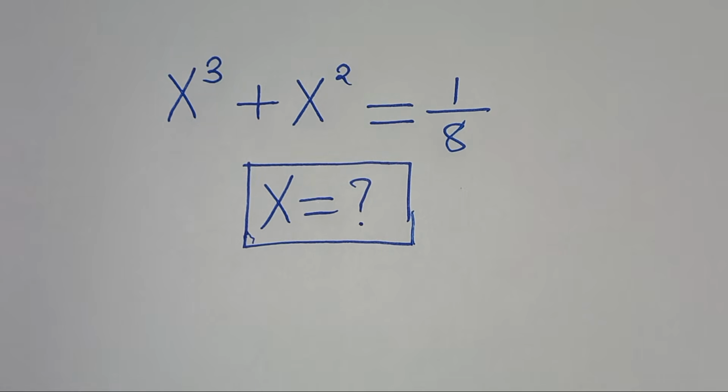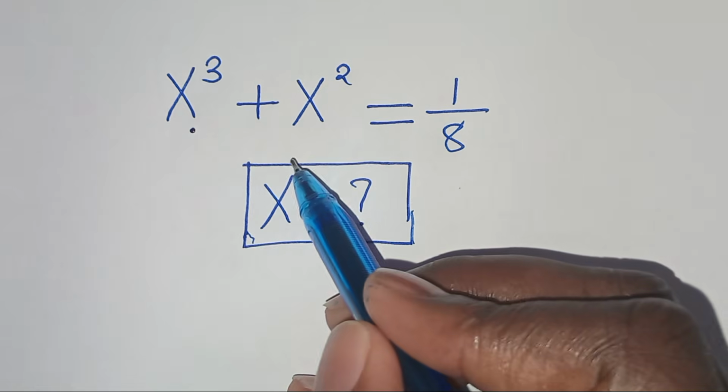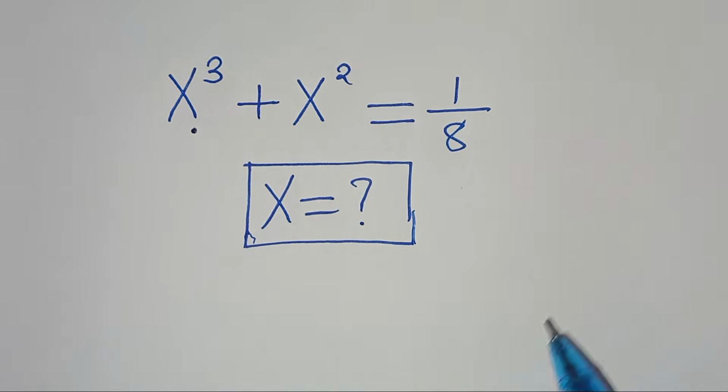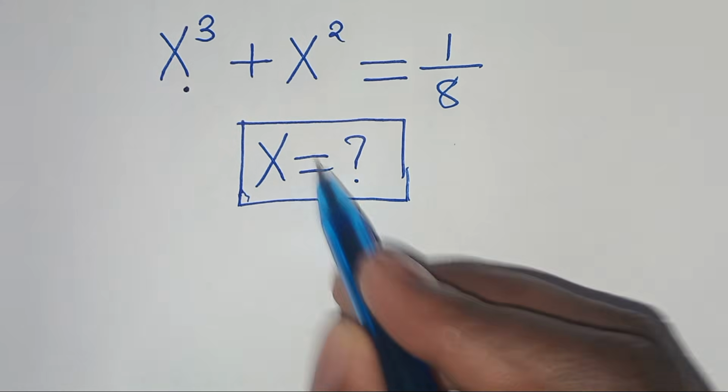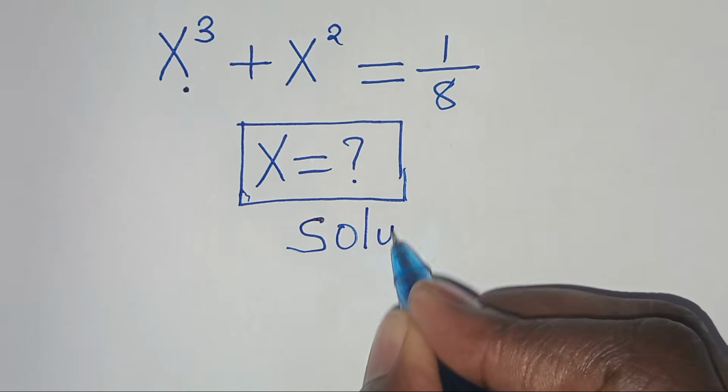Hello everyone, you're welcome to solve this nice algebra problem, which is x to the power of 3 plus x to the power of 2 is equal to 1 over 8. So what is the value of x, or what are the values of x? Now let's provide a solution from here.